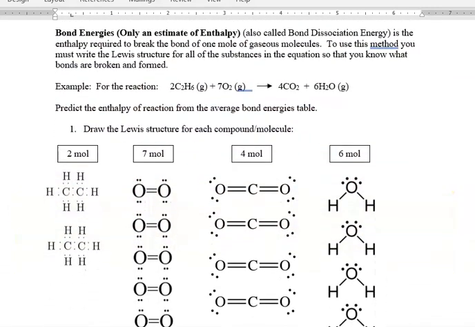Okay, the last one is bond energies. So we've covered calorimetry, we've covered enthalpies of formation, and we've covered Hess's law. Now bond energies. Now this is only an estimate. And the reason is what you're doing is you're taking the known bond energies between two atoms and you're adding them all up. The thing is, it's an approximation, and the reason is this.